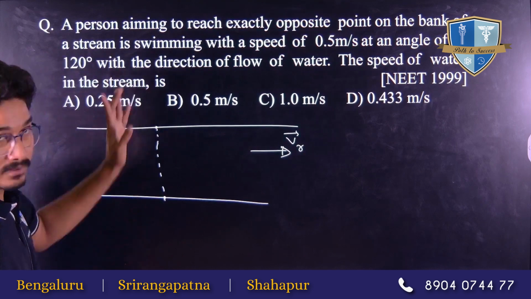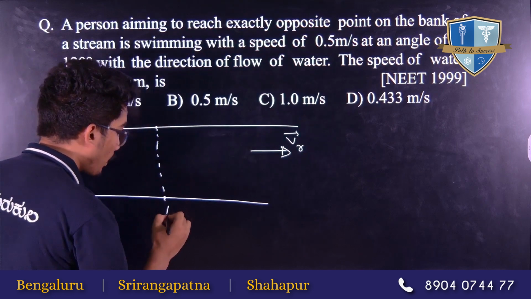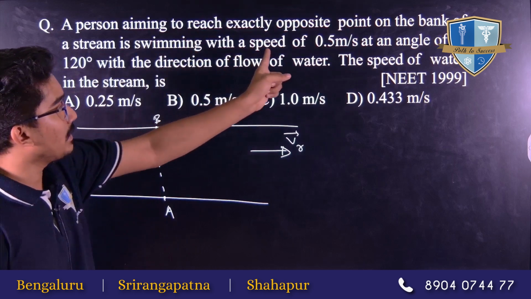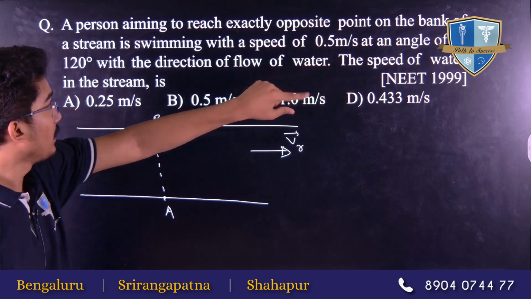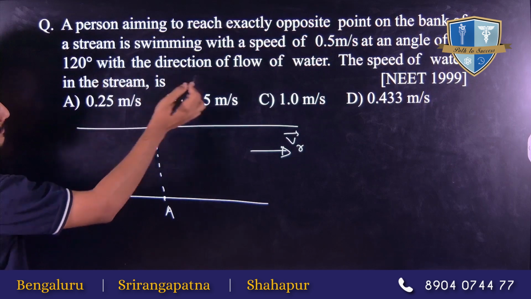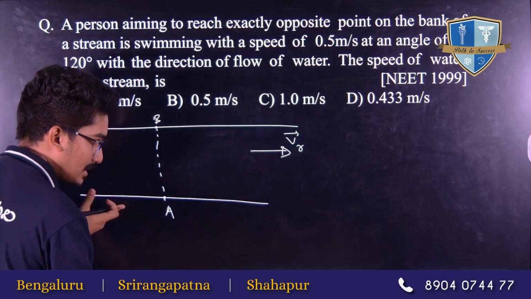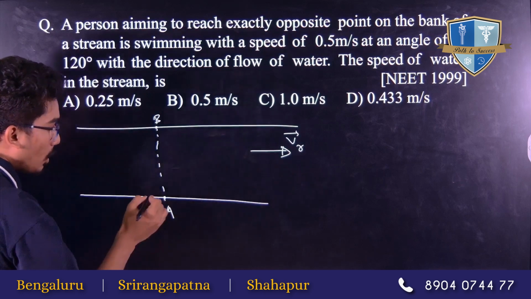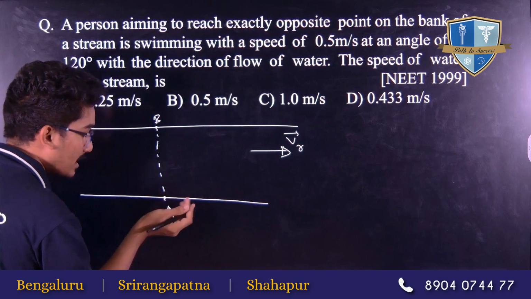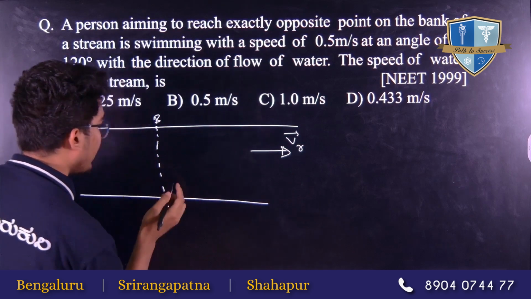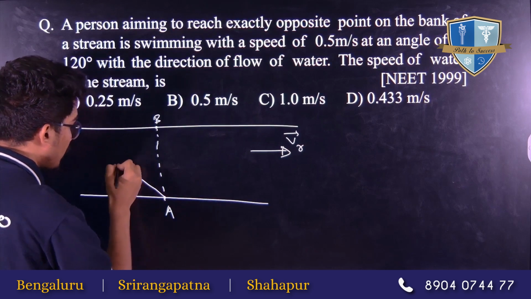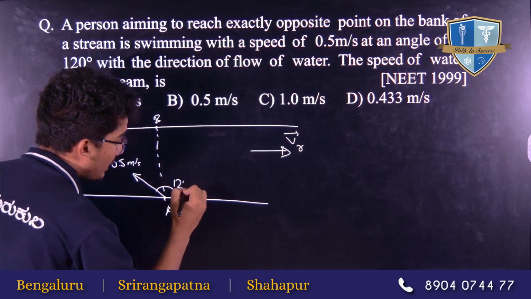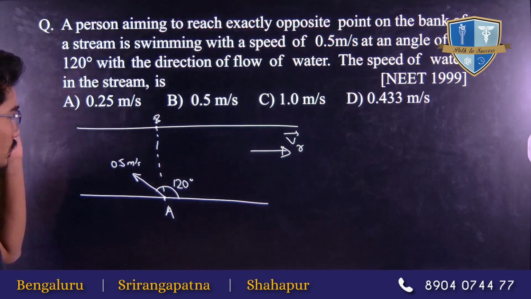So initially he is here, he is trying to reach exactly opposite side. Correct? If you make a vertical line, he wants to reach from point A to point B, and the swimmer is swimming with the speed of 0.5 meter per second in the direction 120 degree with the direction of flow of water. So let's suppose this x direction is the direction in which water is flowing. Now with this direction, the swimmer is at a 120 degree angle. So this is like 0.5 meter per second at an angle of 120 degrees. Now quickly we can solve this question.